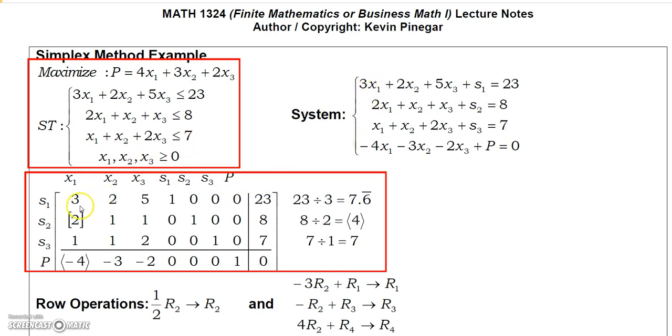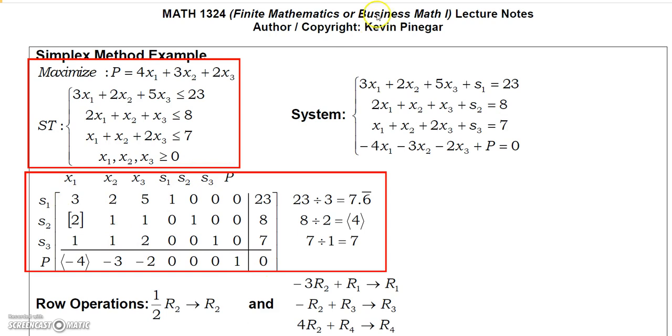So from the first equation, I have 3x1 plus 2x2 plus 5x3 plus S1 equals 23. The second equation is 2x1 plus x2 plus x3 plus S2 equals 8. The third equation is just 1x1 plus 1x2 plus 2x3 plus S3 equals 7. And then the objective function converts to negative 4x1 minus 3x2 minus 2x3 plus p equals 0.